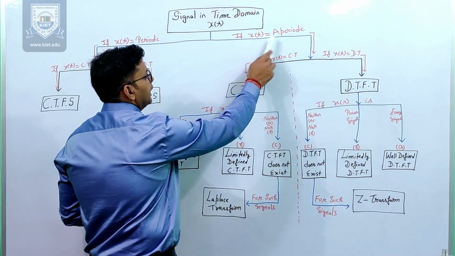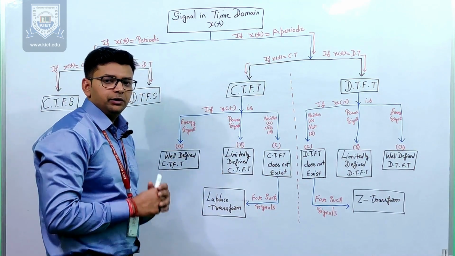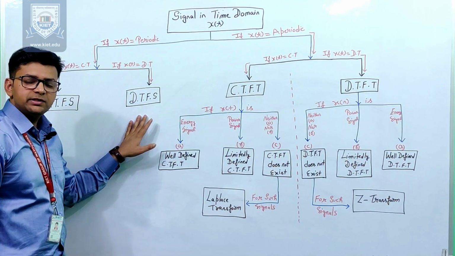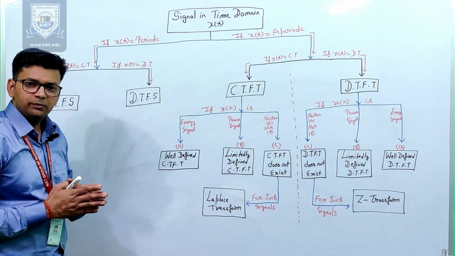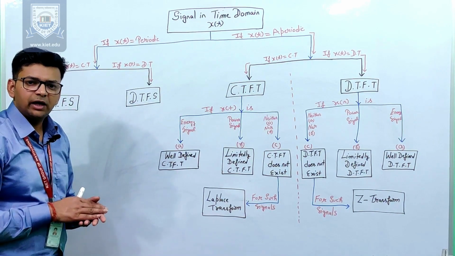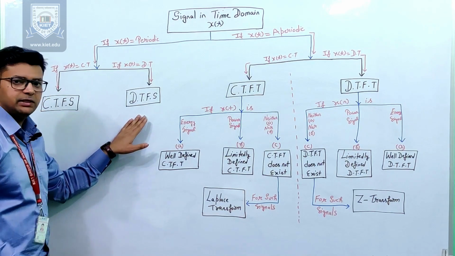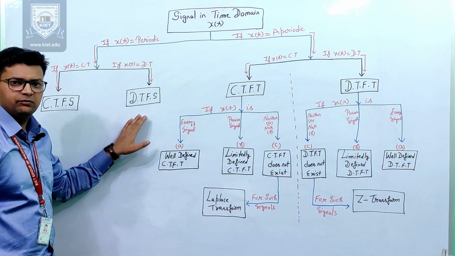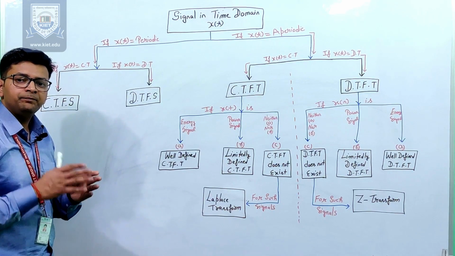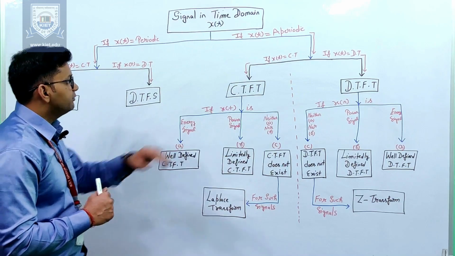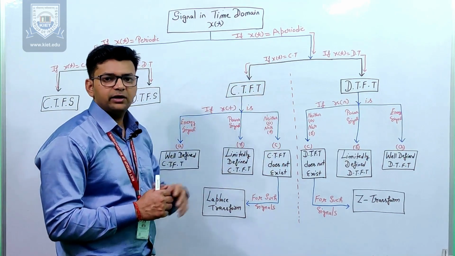Similarly, if my signal x of t is aperiodic, now this is the failure of the Fourier series. Fourier series is only used to represent periodic signals. If the signal is aperiodic in time domain, then Fourier series fails. So we can say this is the limitation of Fourier series. Fourier series can't represent an aperiodic signal in terms of its frequency components. That's why we will use the Fourier transform.